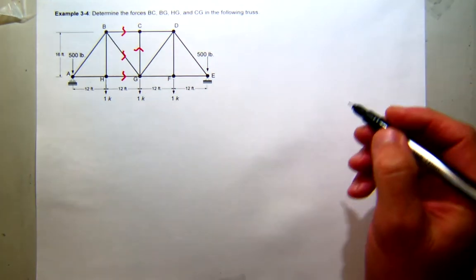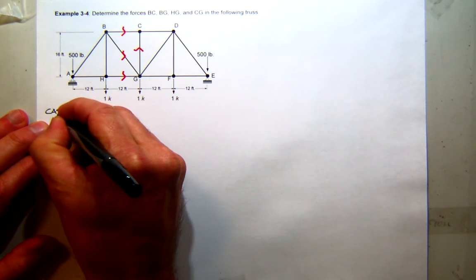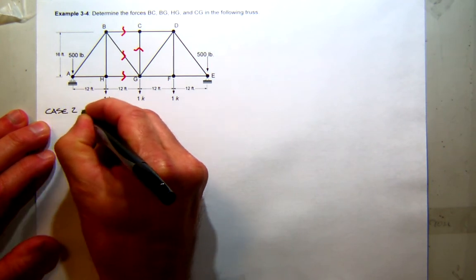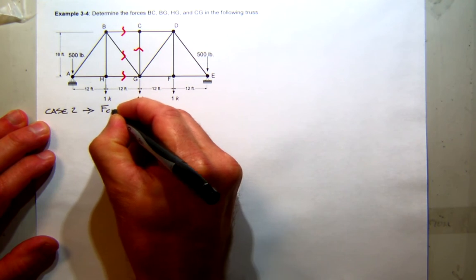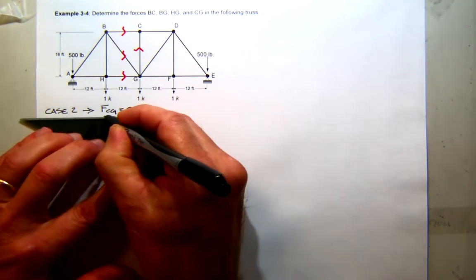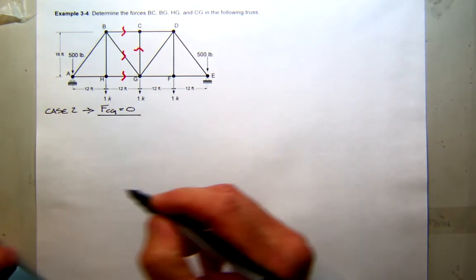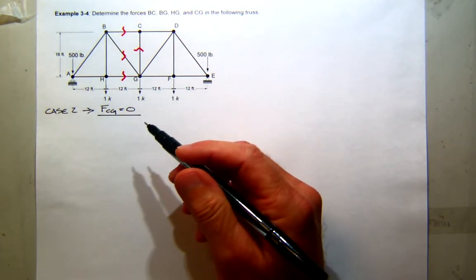So you can just come down here and write case 2. We know the force in CG is 0. Now this is the great thing about that. I'm pretty sure that's right, so that didn't take me much effort.